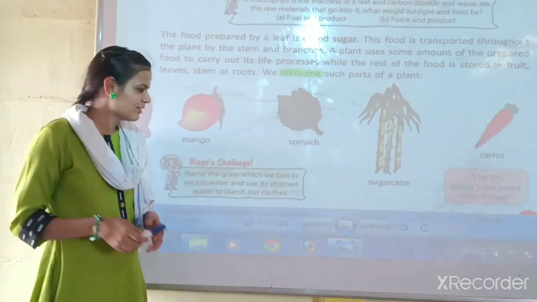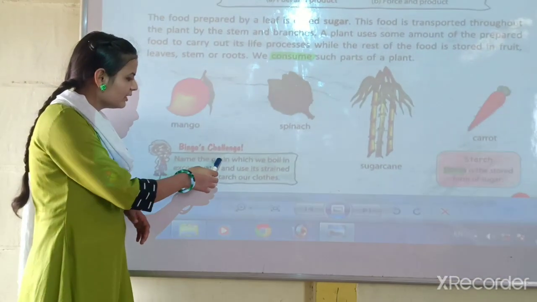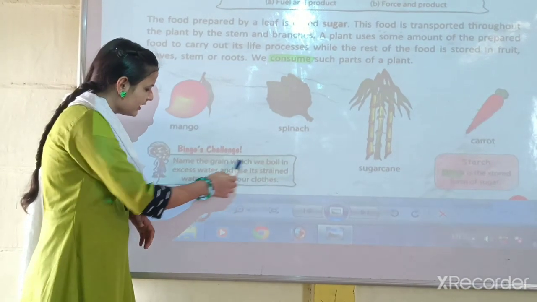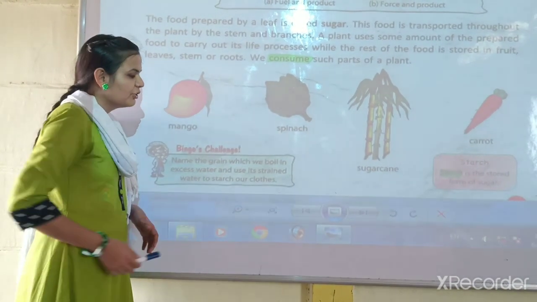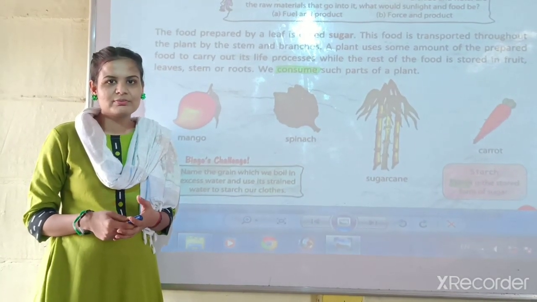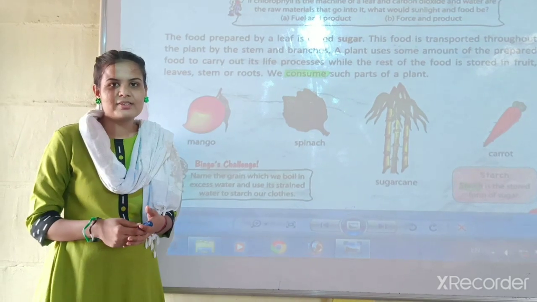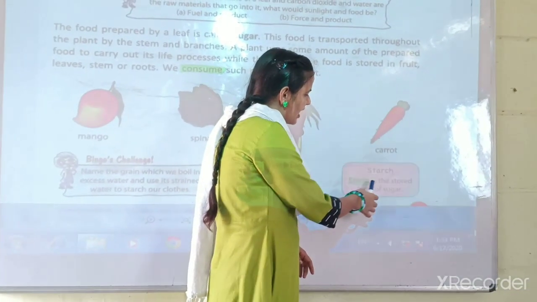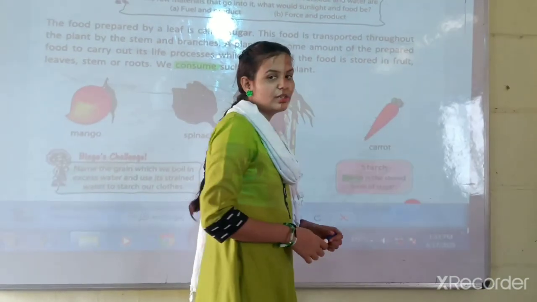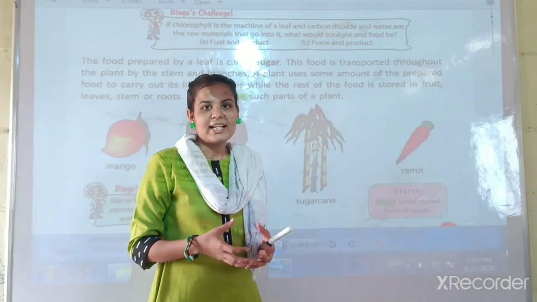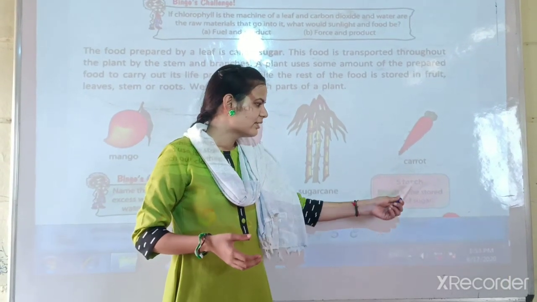Bingo's challenge. Name the grain which we boil in excess water and use its strained water to starch our clothes. Okay, so which grain do we use to starch our clothes? That is rice. Okay. See here in this box, starch. Starch is the stored form of sugar. So the extra food the plants store in their different parts, that food is called starch.